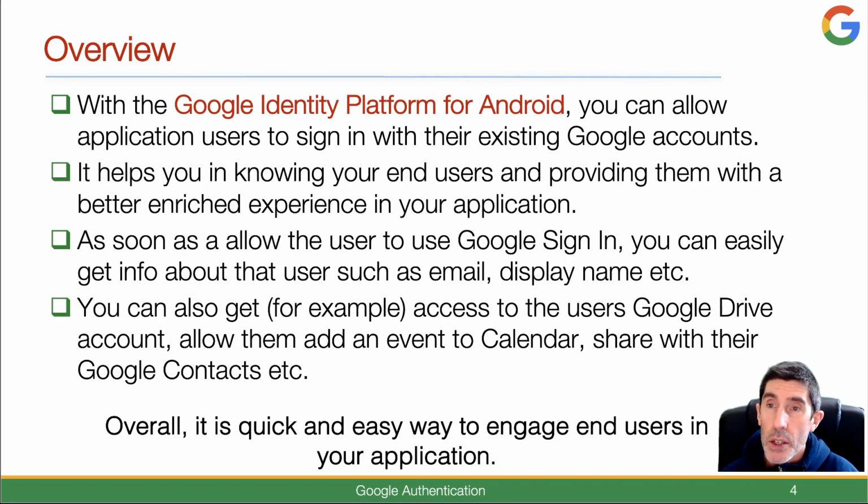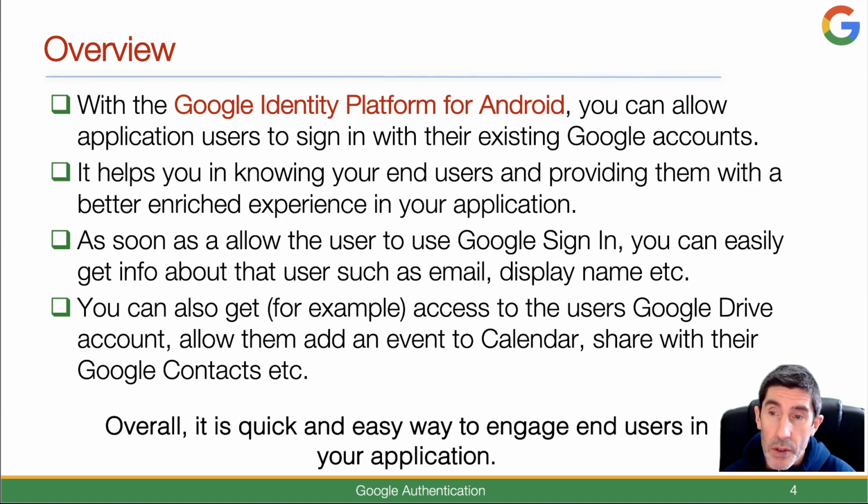Okay. So specifically, with the Google Identity Platform for Android, you can allow application users to sign in with their existing Google accounts. It helps you in knowing your end users and providing them with a better enriched experience in your application. As soon as you allow the user to use Google sign-in, you can easily get info about that user, such as email, display name, and the profile pic. That's what we're going to grab as well.